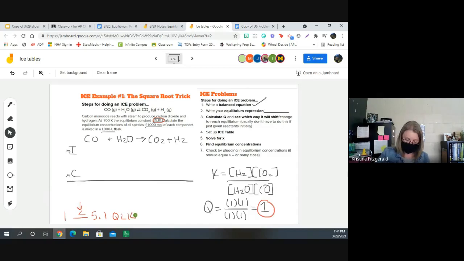Seems like a popular thing here. Which way is my reaction going to shift? Is it going to shift towards the products or the reactants? Q is less than K. Any thoughts? Don't all jump at once. Are you confused or does nobody want to speak? It's hard to tell. What do we think? Are we going to shift towards the products? Or we're going to find out on Wednesday.